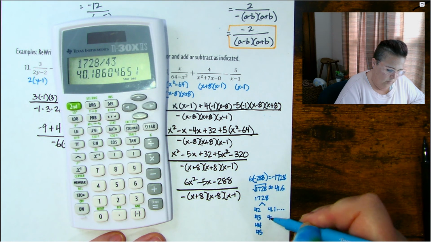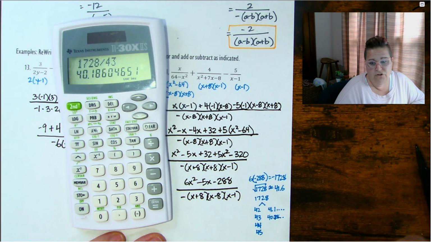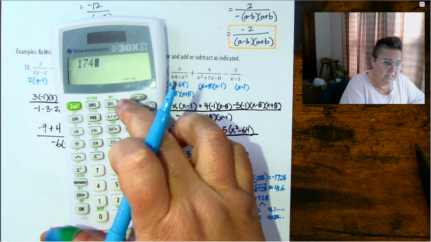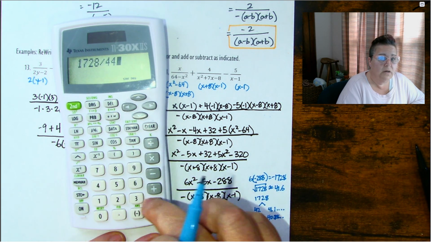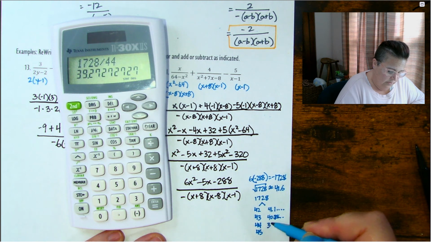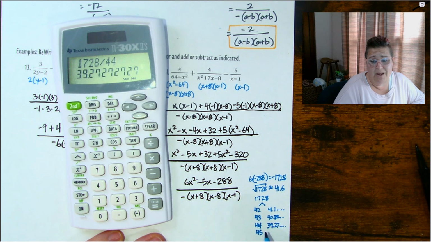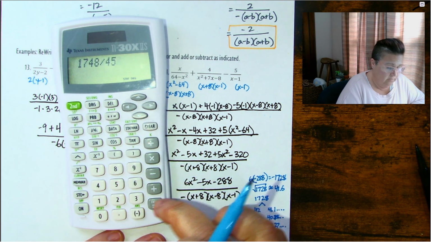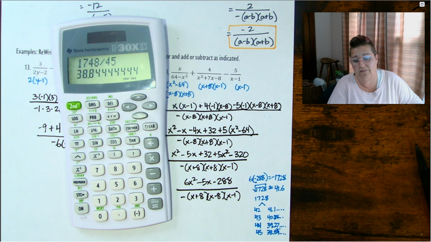And when I do that, I get a 40.218 bunches of stuff. Also, not an integer, so not factorable. I'm going to do 1728. This is how you get things wrong, Amy. We're going to divide that by 44. And when I do that, I get a 39.27 bunches of stuff. Again, not an integer, so not factorable. 1728 divided by 45. And I get a 38.4 repeating. Again, not an integer, not factorable.